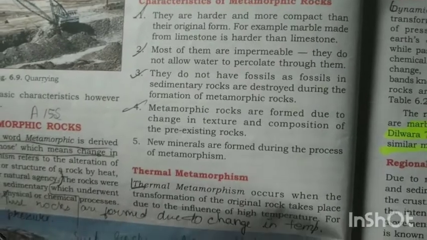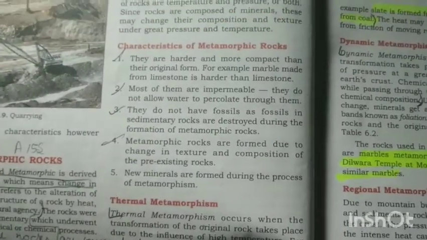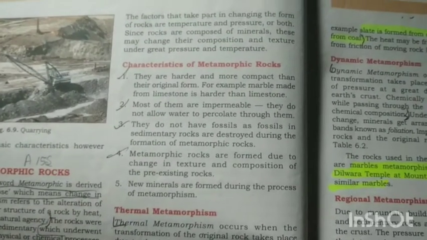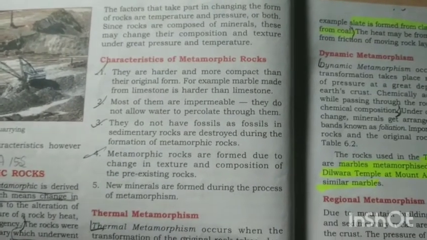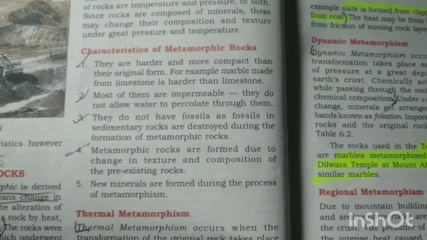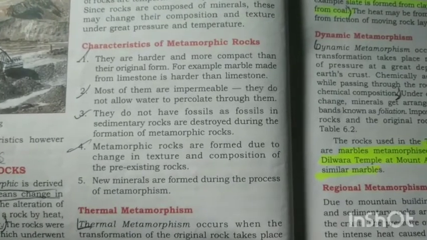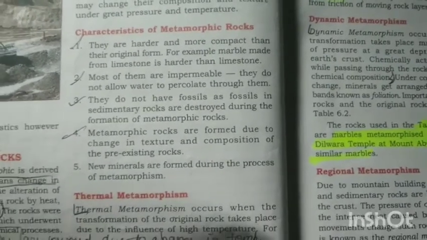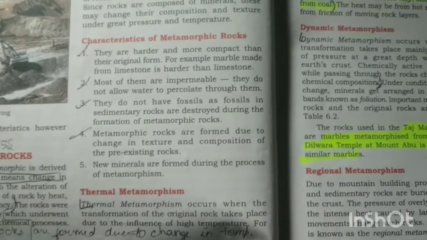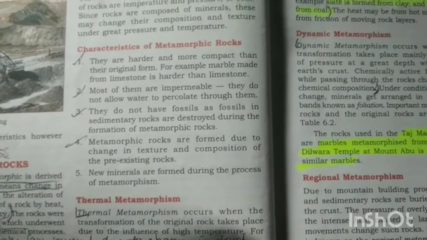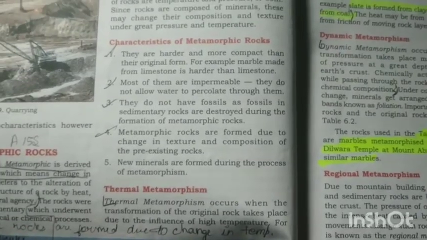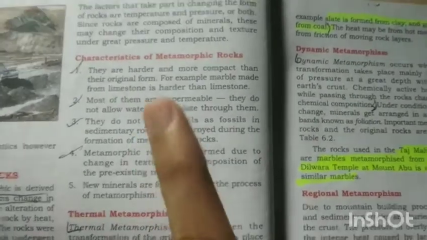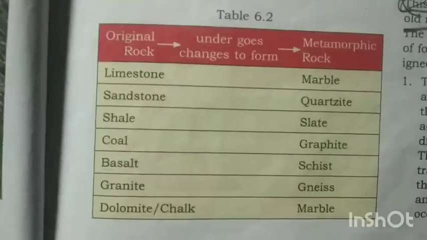In this, what happens is sedimentary rocks, for example, take limestone. They undergo changes in form because of a few factors like heat or pressure. They change into marble or quartzite. That's the simple thing that you need to understand, that metamorphic rocks form because of change in form. Like here's a table.